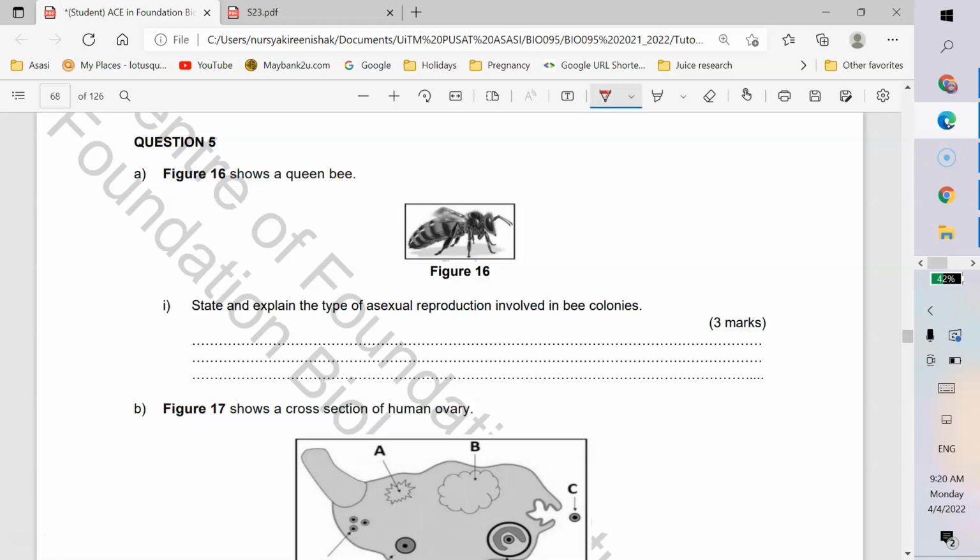Okay, so for A1, state and explain the type of asexual reproduction involved in bee colonies. So it's parthenogenesis. Okay. A female produces offspring from unfertilized egg. This will develop to a haploid adult. A queen bee mates only once and stores the sperm. She is in control of release of sperm. Fertilized eggs can develop into other queens or sterile worker bees that are female. Okay. Soalan ni, jawapan awak dah betul dah. Cuma awak kena emphasize pada asexual sahaja.